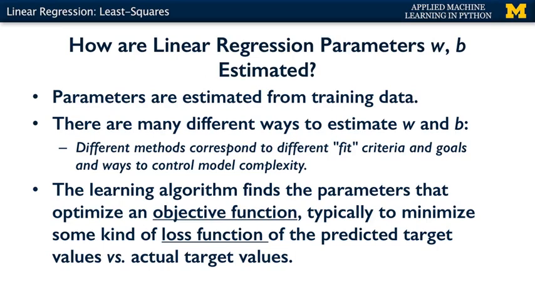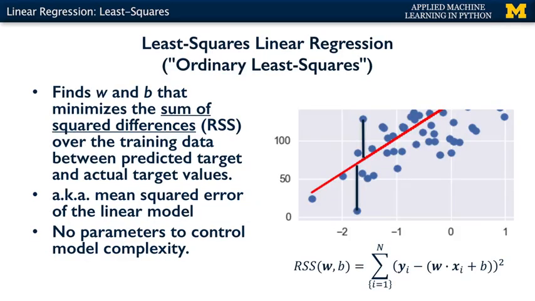The learning algorithm then computes or searches for the set of w-b parameters that minimize the total of this loss function over all training points. The most popular way to estimate w and b parameters is using what's called least squares linear regression, or ordinary least squares. Least squares finds the values of w and b that minimize the total sum of squared differences between the predicted y value and the actual y value in the training set. Or equivalently, it minimizes the mean squared error of the model.